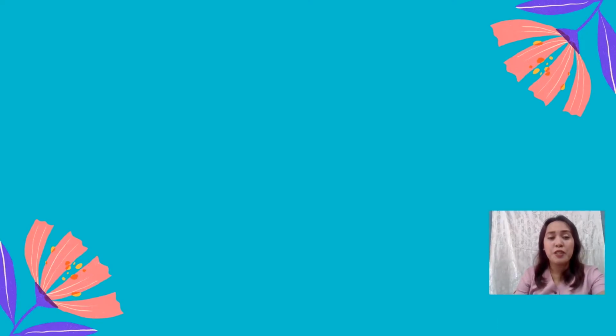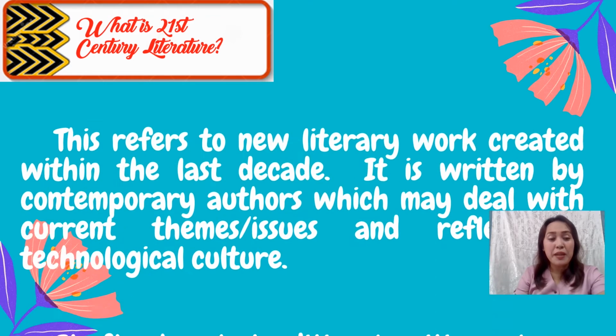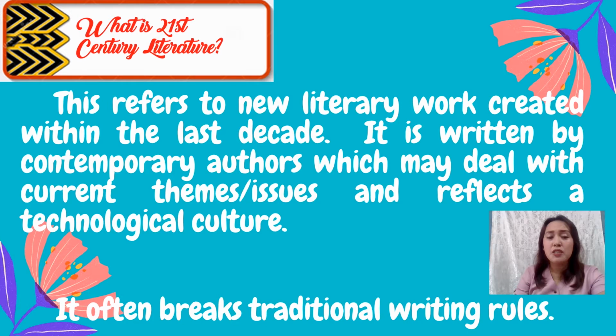As we start exploring this week's lesson, let us first define the following terms to better understand the topic. What is 21st century literature? 21st century literature refers to new literary work created within the last decade. It is written by contemporary authors which may deal with current themes or issues and reflects a technological culture. It often breaks traditional writing rules.